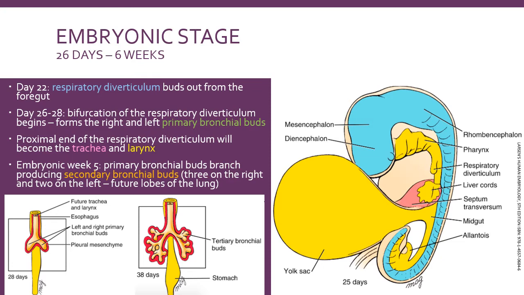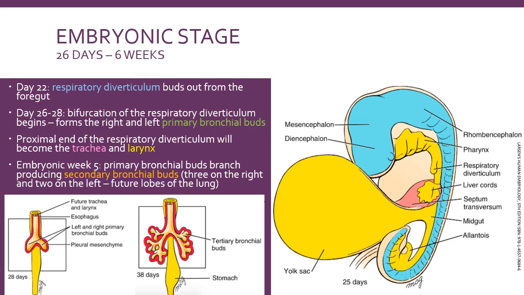During the embryonic stage, around day 22, what's called the respiratory system buds out from the foregut. And this is important because the fact that the respiratory system is derived from the gastrointestinal system opens up certain possibilities with respect to abnormal development. So if you have anomalies of the upper GI tract, you may also have anomalies of the respiratory tract because they're derived from the same structures.